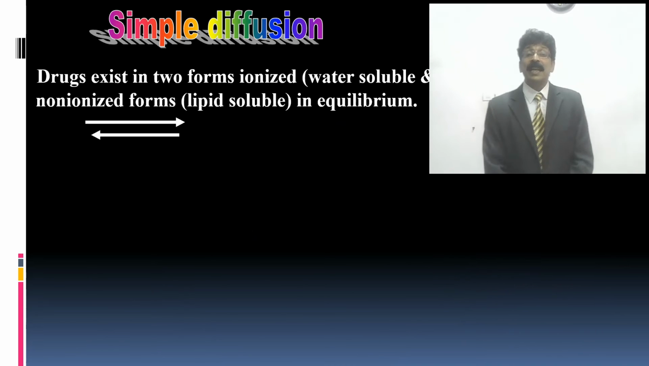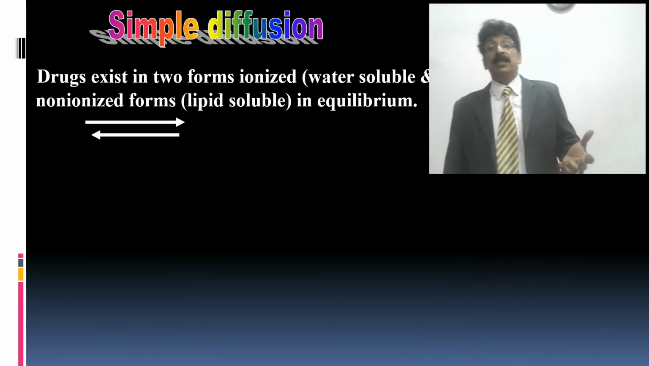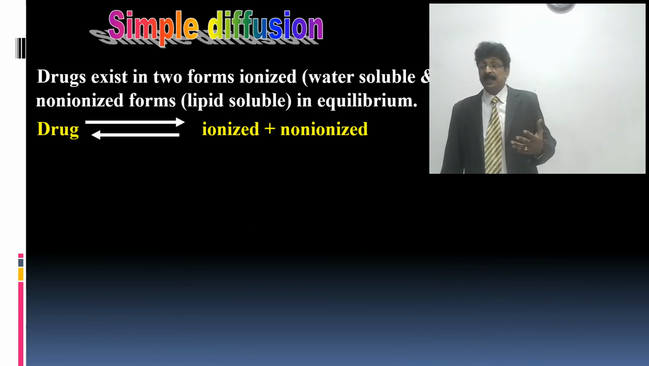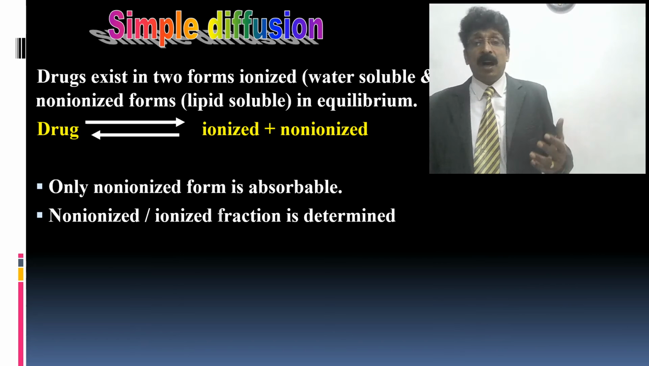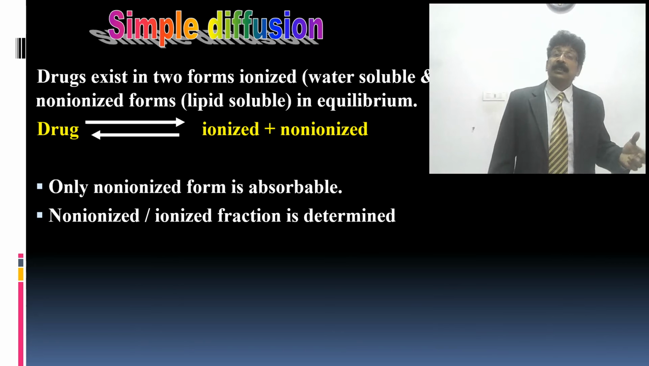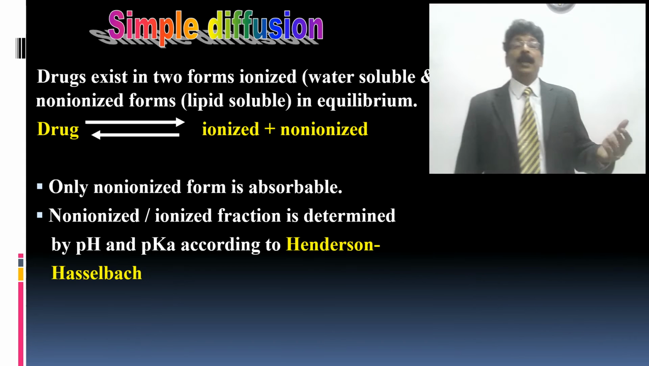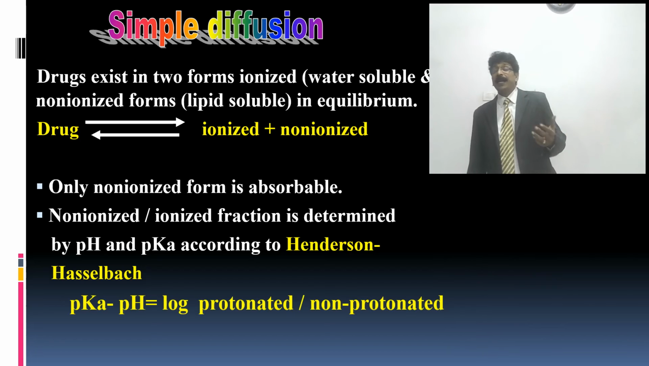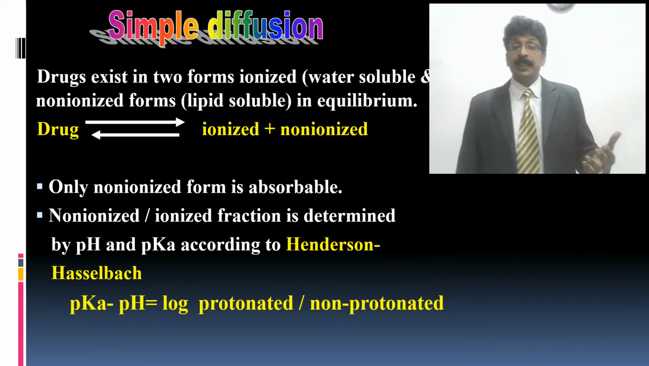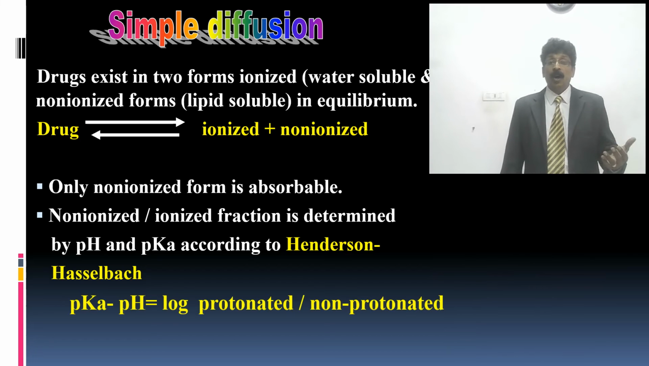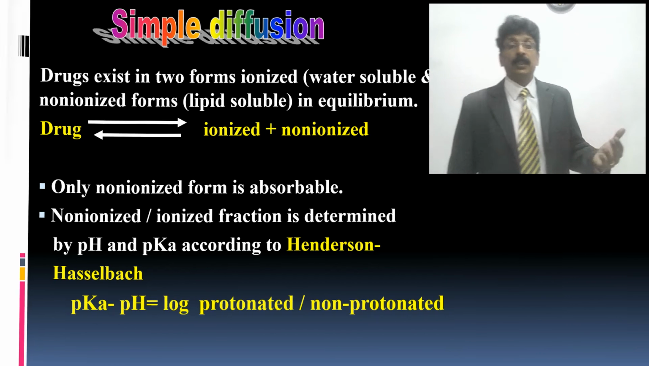And the drug exists in two forms, ionized, water soluble, or non-ionized, lipid soluble, in an equilibrium state, which we can find out from the pKa. That means only the non-ionized form is absorbable. The ionized and non-ionized fractions are determined by pH and pKa according to the Henderson-Hasselbalch equation: pKa minus pH is equal to log of protonated by non-protonated concentration.